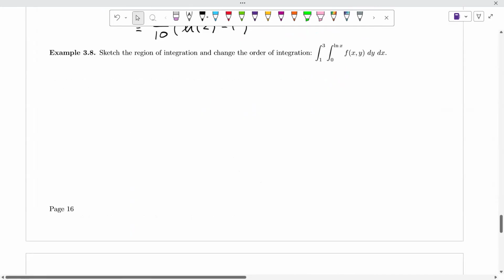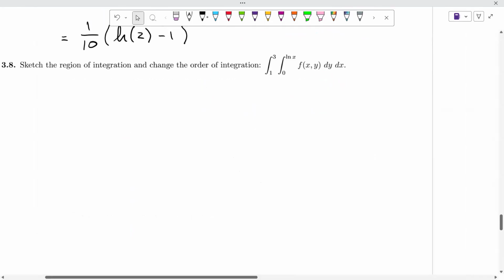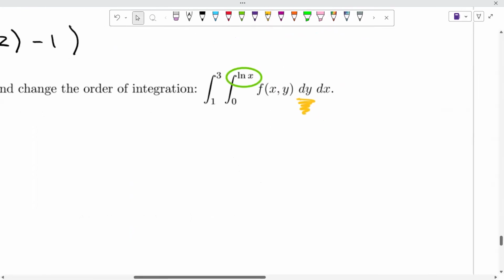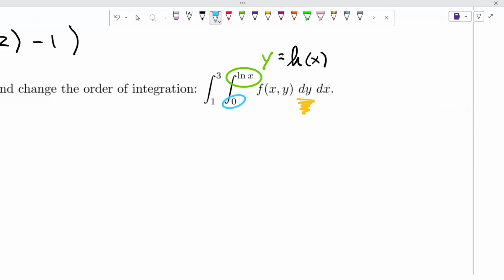Cool. Keep practicing with changing our order of integration. So this time we're not even given a function we can integrate. We're just told we've got f. And we have our two limits, which we should keep coming back to. This thing is dy first, which means we're back to y equals a function of x for my two bounds. Oop, I said y equals a function of x. So y equals natural log x and y equals 0.